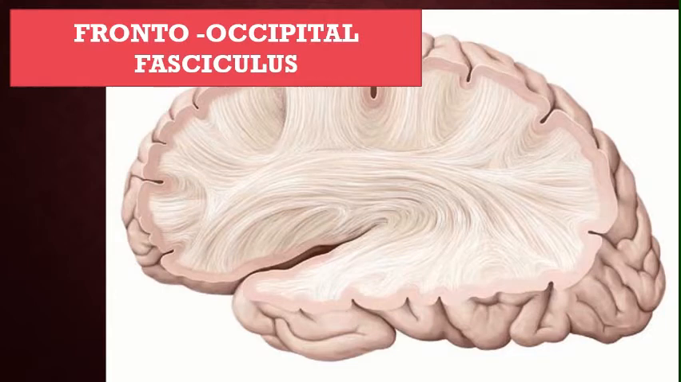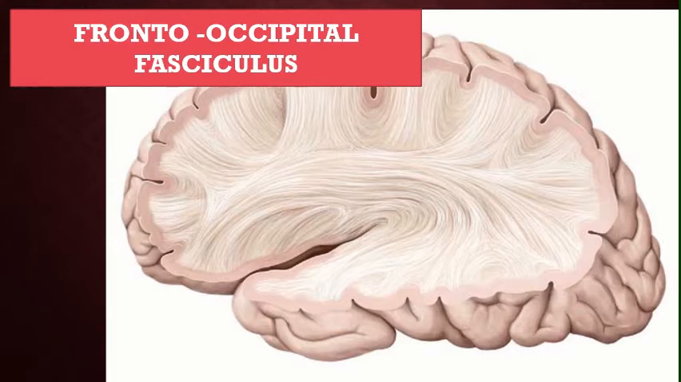So the fronto-occipital fasciculus forms a subcallosal bundle and occupies the interval between the corpus callosum and the lateral border of the caudate nucleus.